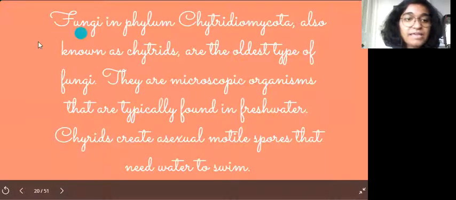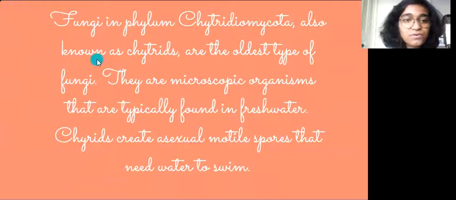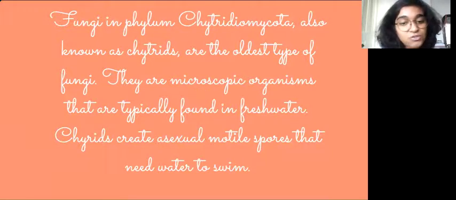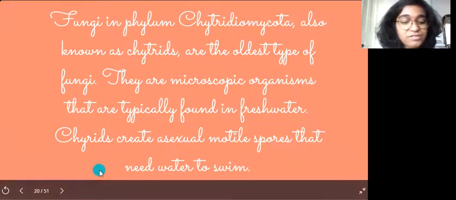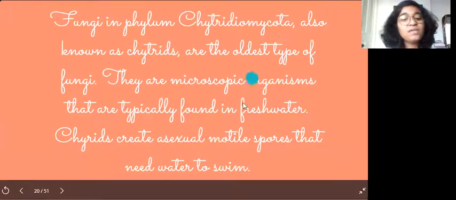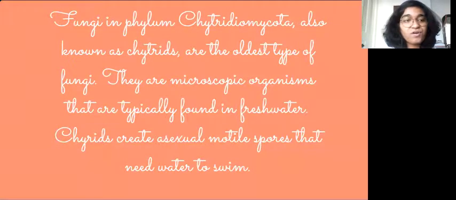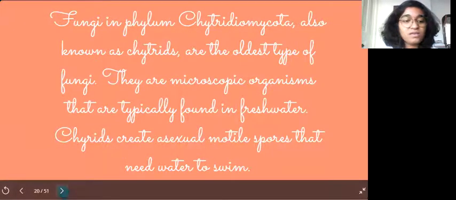The fungi in phylum Chytridiomycota, also known as the chytrids, are the oldest type of fungi. They're microscopic organisms that are typically found in fresh waters. Chytrids create asexual motile spores that need water to swim. So Chytridiomycota are fungi that are present in water or aquatic bodies.